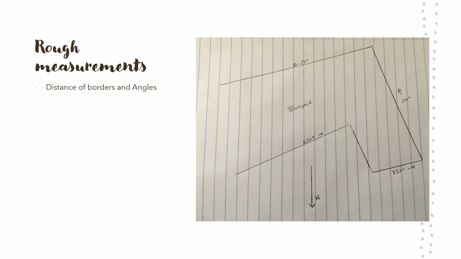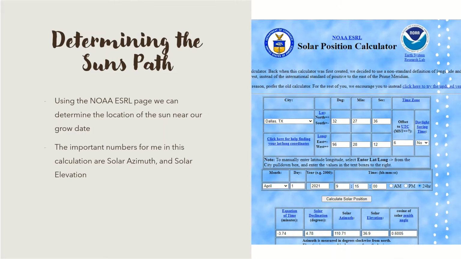So for me, that could be a ruler that determines how many feet is an inch or whatever it is, but to scale really helps in the process of visualizing what's going to be happening throughout the year. So the next thing we have to do is determine the sun's path.